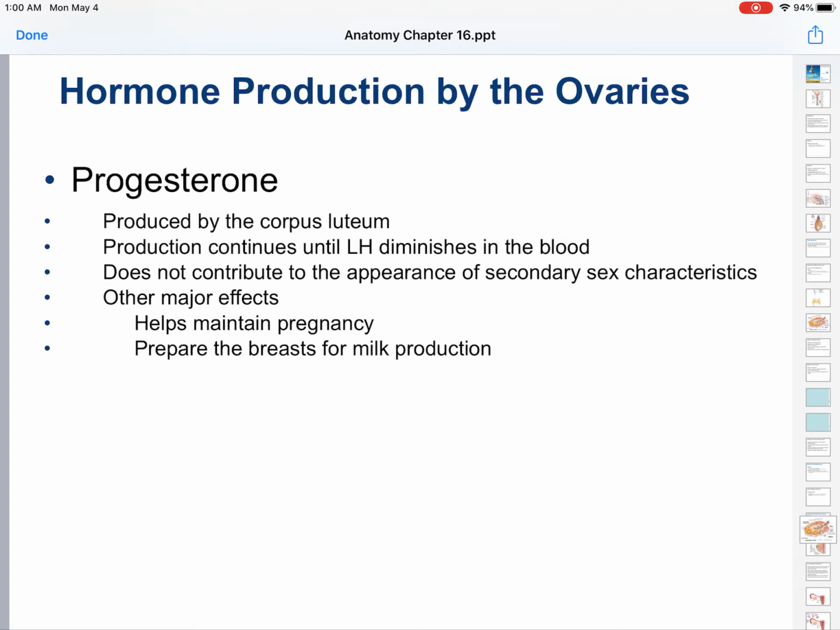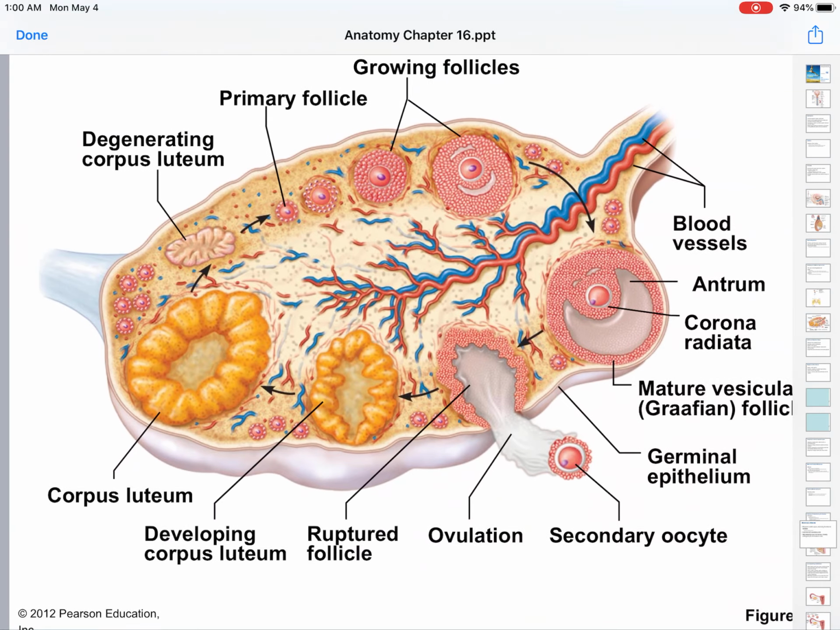It also is directly related to milk production in the breasts. So if you maintain that pregnancy, the corpus luteum will continue to produce the progesterone, which will continue breast preparation for eventual milk production. Of course, if you are not pregnant, you do not need to produce milk, so you do not have the progesterone preparing for milk production.